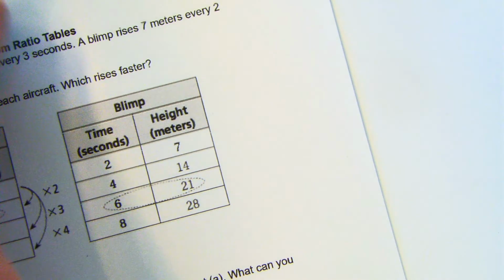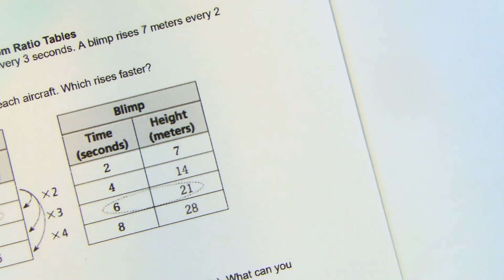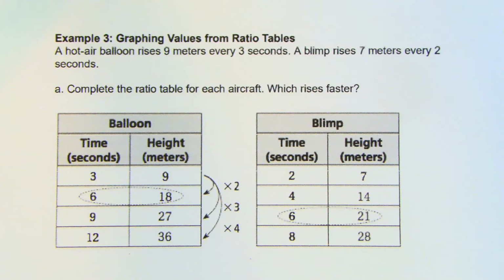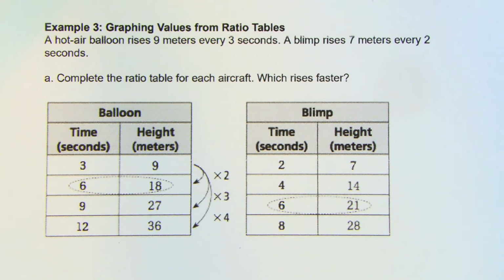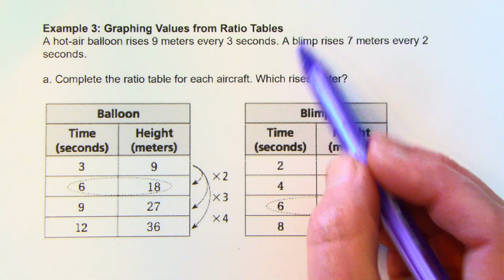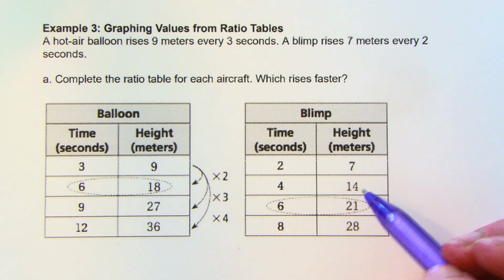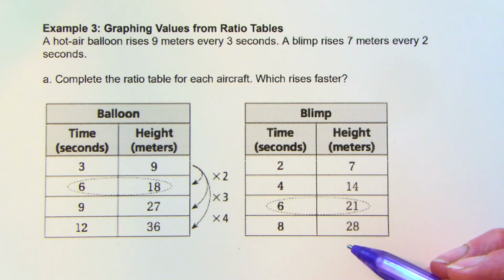All right. The last problem is another one that you're going to see as an essential standard or essential assignment. And that is graphing values from ratio tables. I love graphing. I love how it connects to algebra. I love how you can see things, right?